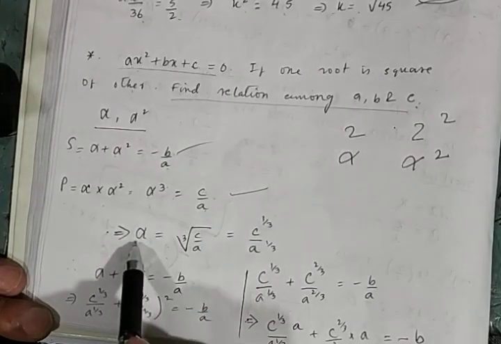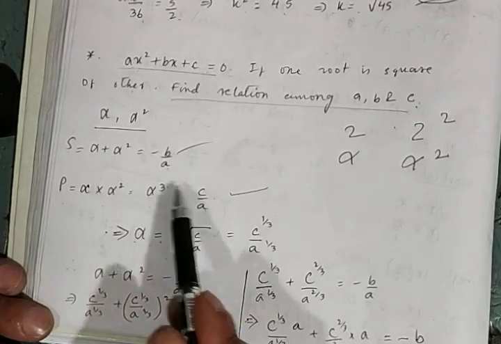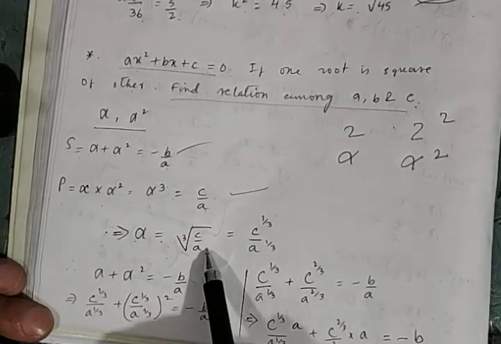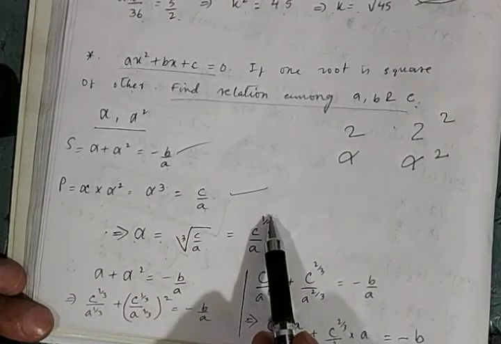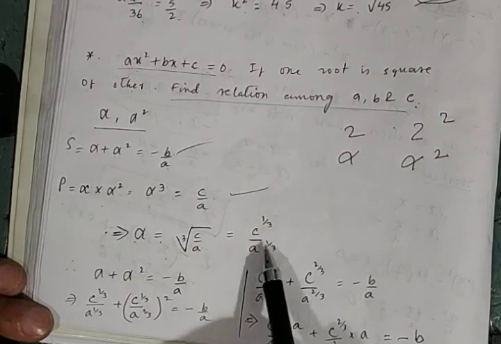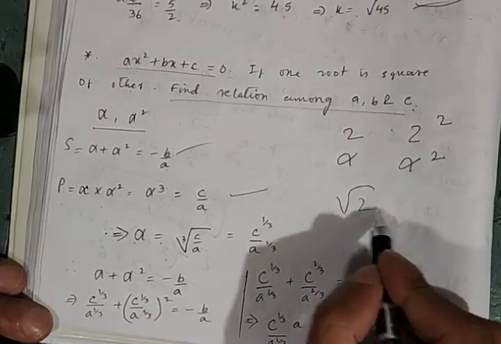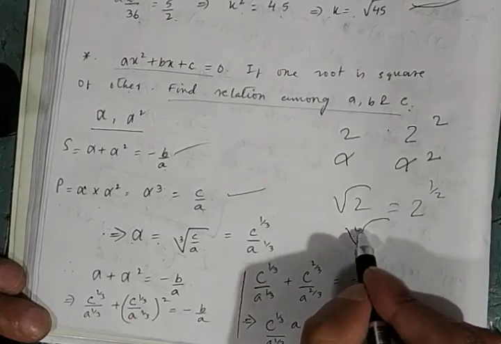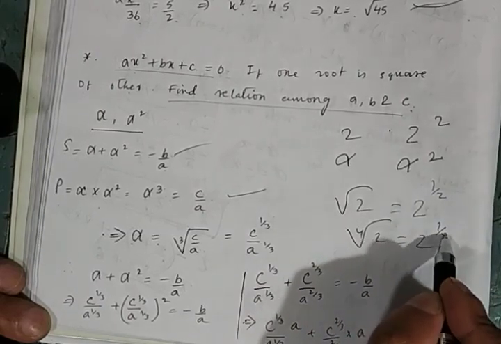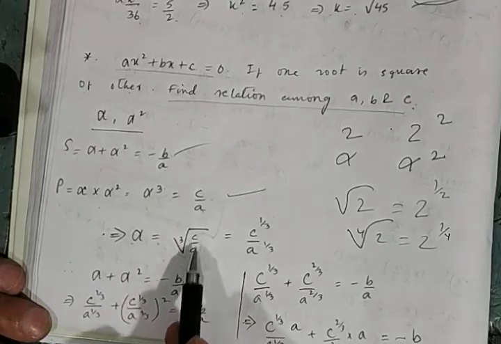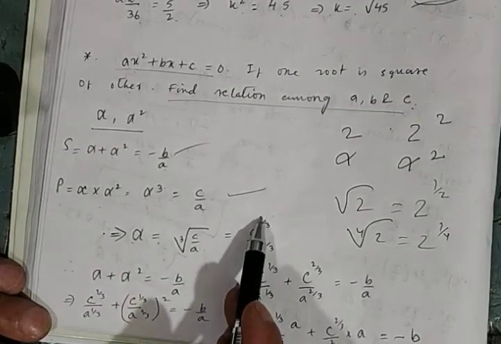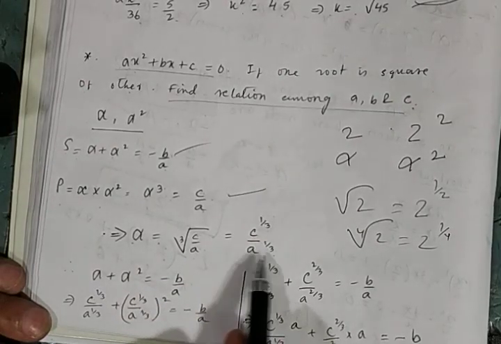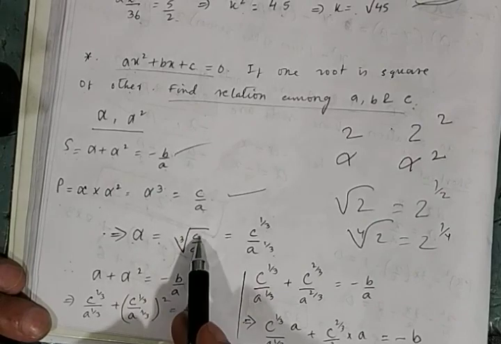What is alpha? Alpha equals to cube root. When cube goes to the other side, it becomes cube root of C by A. Cube root means power is 1 by 3. Down also power will be 1 by 3. Square root of 2 means 2 to the power 1 by 2. Fourth root of 2 means 2 to the power 1 by 4. Cube root of C by A means C to the power 1 by 3 and A to the power 1 by 3. As there is a fraction, this cube root will go to both.